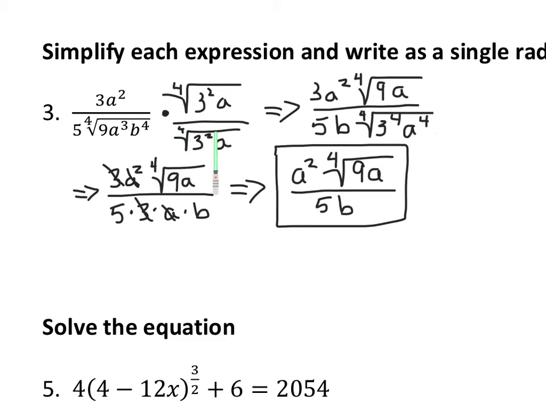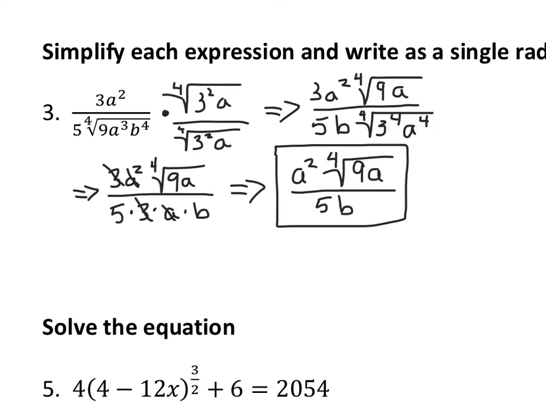So now I know that I need to multiply my numerator and my denominator by the 4th root of 3 squared a. Now when I do that in the numerator, I get 3a squared, which is the original 3a squared I had here, times the 4th root of 9a. So I just went ahead and squared this 3 and made it a 9. Now in the denominator, I have 5.